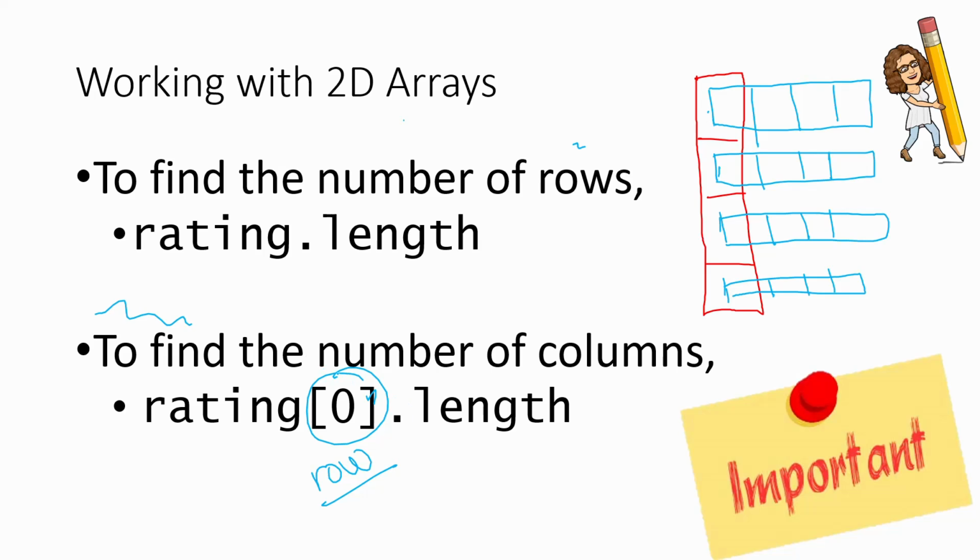So what we're always going to want to remember is that if I want the number of rows, it's going to be rating dot length, and if I want to find the number of columns, it's going to be rating bracket 0 dot length.